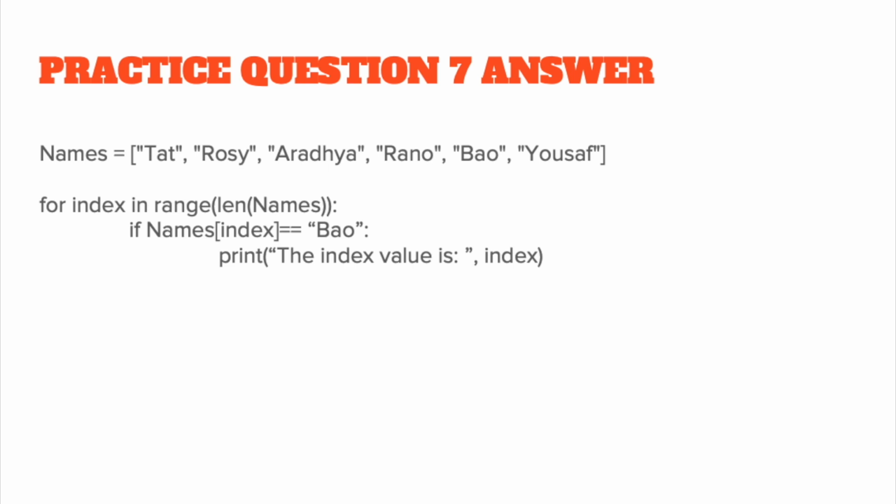Okay, so it will only print out the value if the index matches Bao. Now you could also store it in a variable and then print it outside the loop. That's possible as well. There are multiple ways to solve this, but the general principle would be something like this.